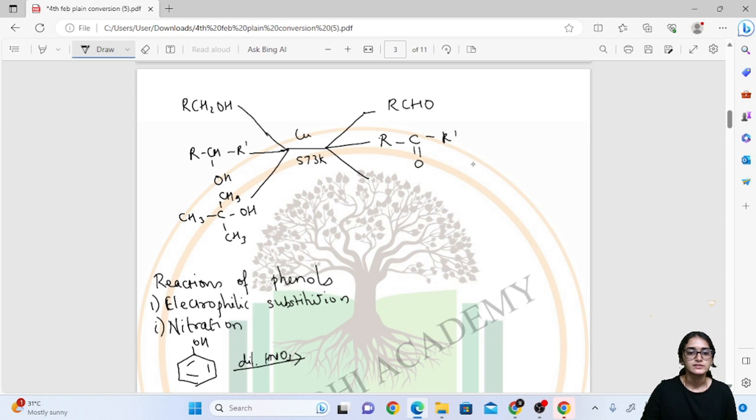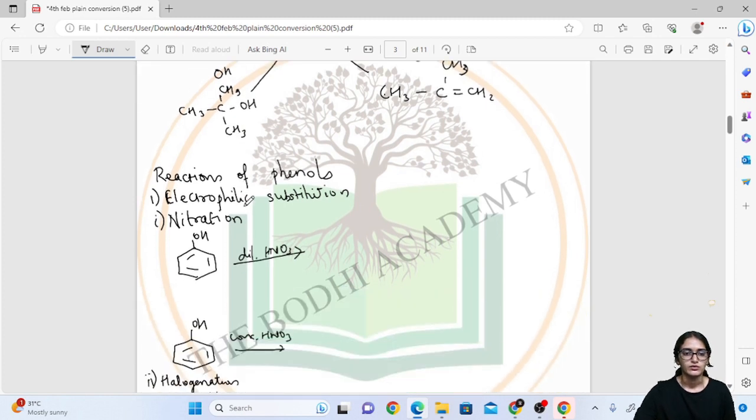And if I take tertiary alcohol, now here I will not get any functional group, here I will get a double bond. Okay, so here I will get CH3, C, CH2 and CH3. So this is the product that we are going to get when you take tertiary alcohol. Okay.